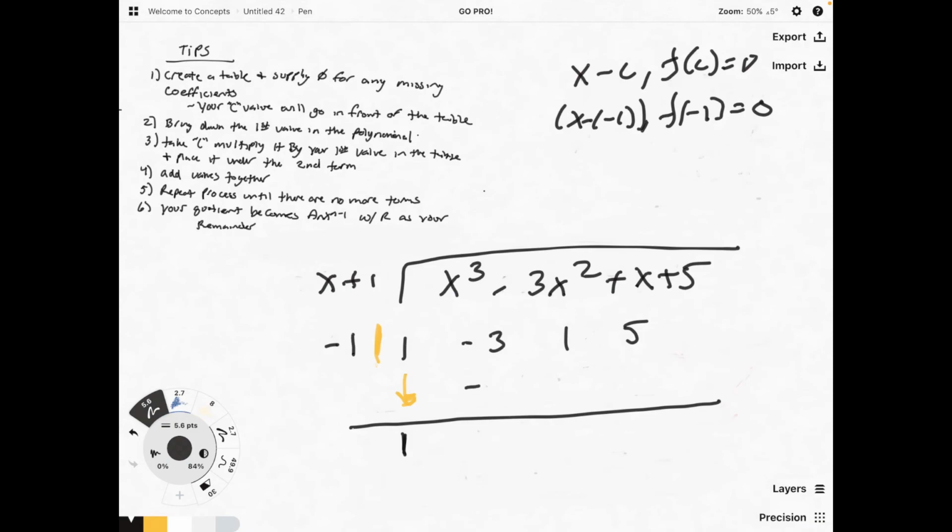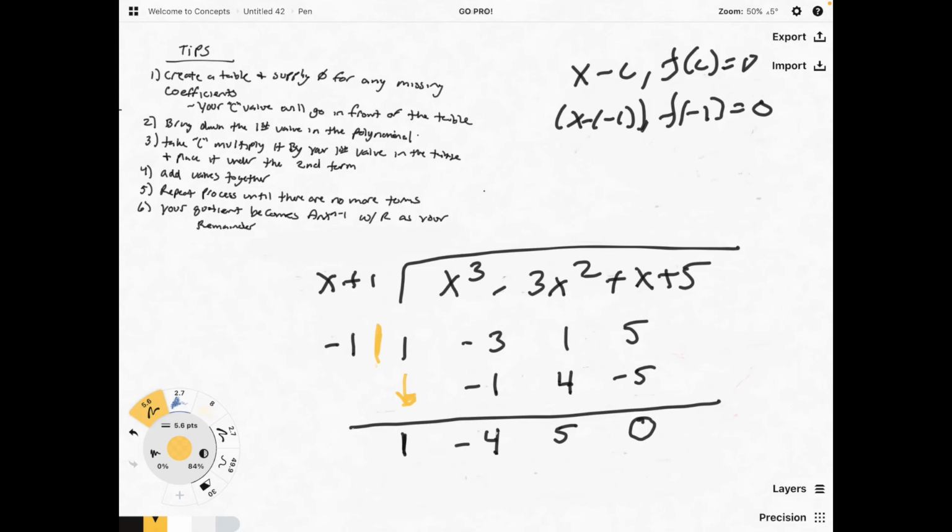1 times negative 1 is negative 1. We're going to place it under the second term, which is that negative 3. Now we add the values together, so we get negative 3 plus negative 1, which is negative 4. Now we want to repeat this process until there are no more terms. We take negative 1 times negative 4, so that's going to give us a positive 4. We add that together, which gives us 5. Now we take that negative 1 multiplied by 5, and we get negative 5, and when we add those together, we get 0.